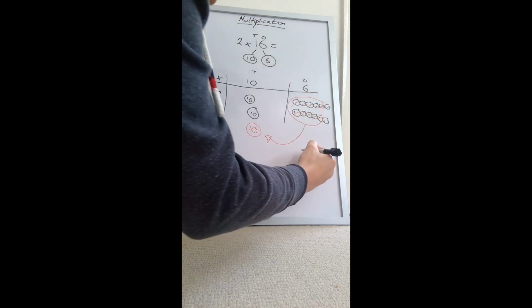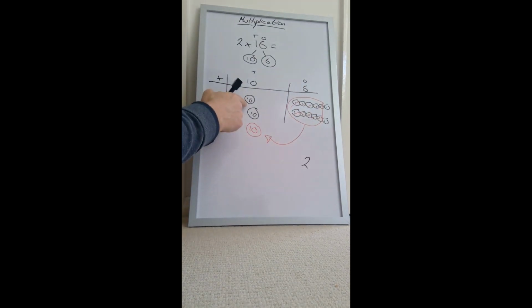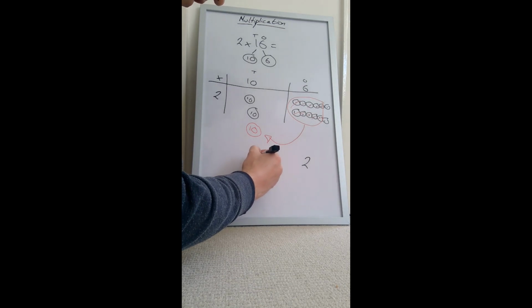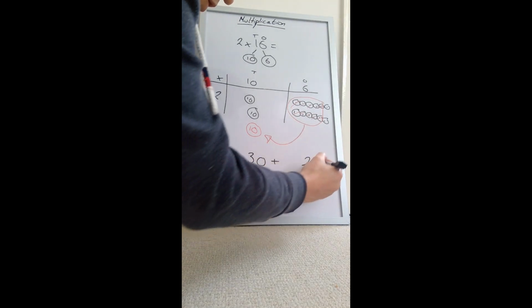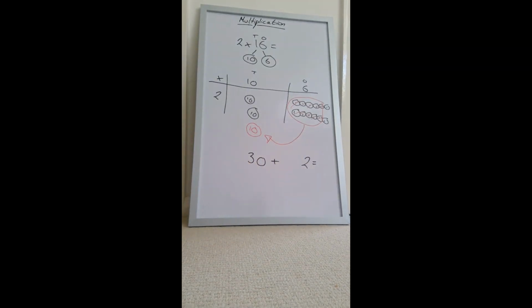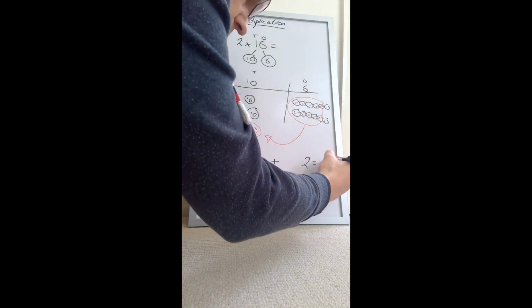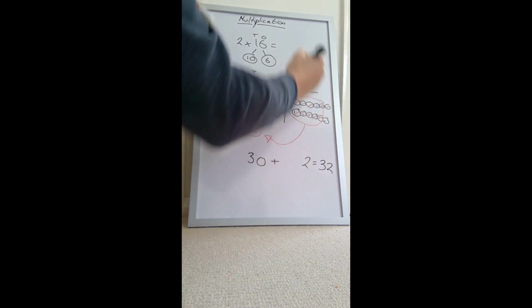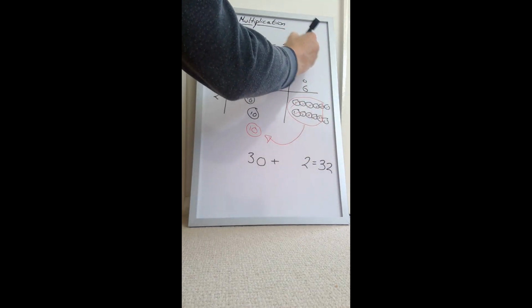We would then begin to solve. I have 2 ones. I have 10, 20, 30 in the tens. And then we solved either using mental maths or the expanded column method. 30 plus 2 is 32. And you could write the answer up here as well.